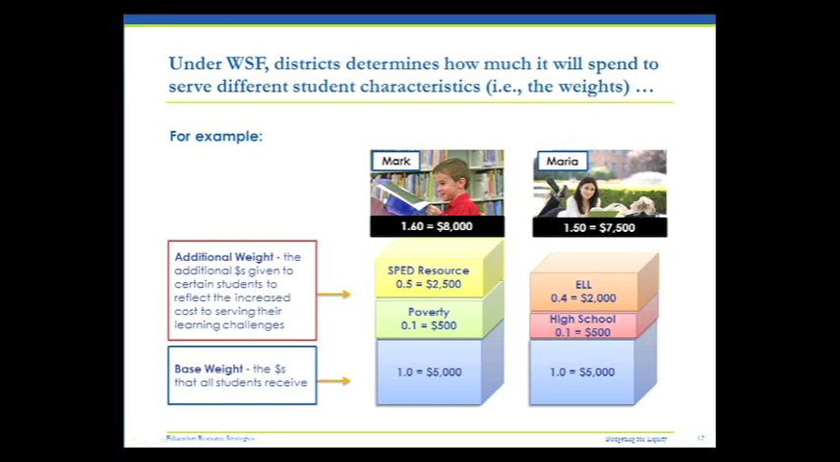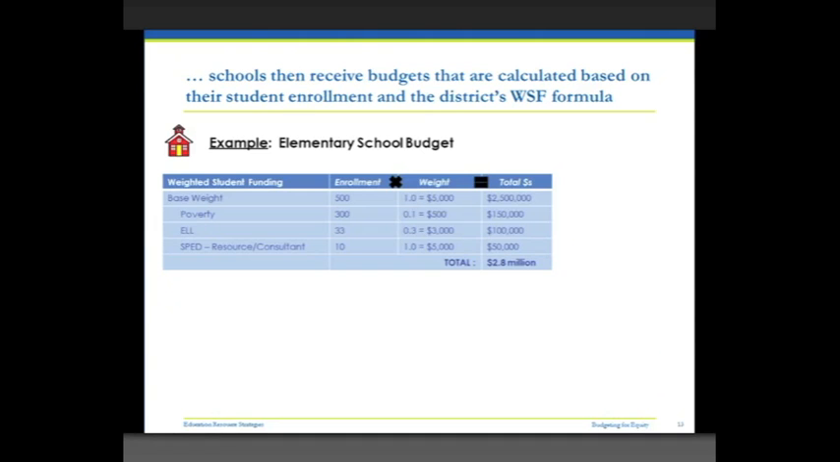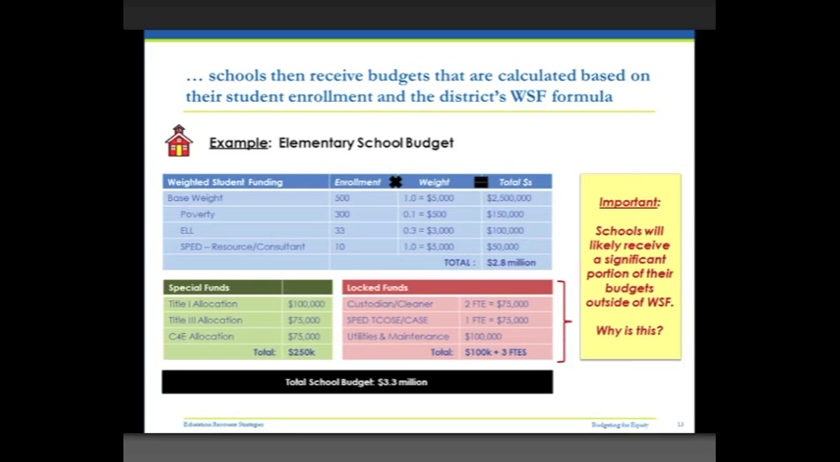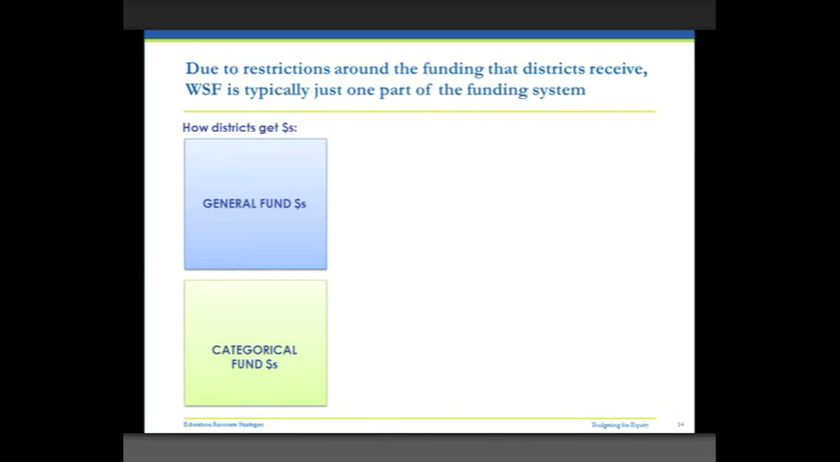So then if we move to how schools get their budgets, we've given Mark a weight, and then we generate the elementary school budget based on the number of kids who have those different weights. But that doesn't represent the total amount that the school gets. There are additional categorical funds, as well as funds that districts hold back and don't include in the funding formula for various reasons.